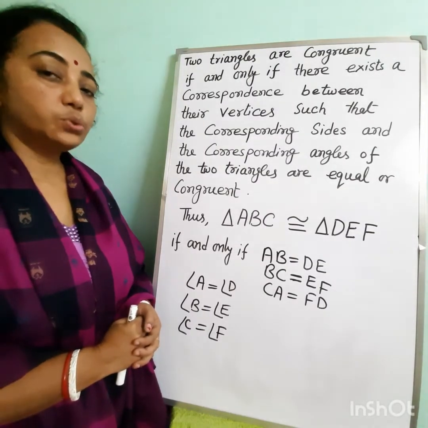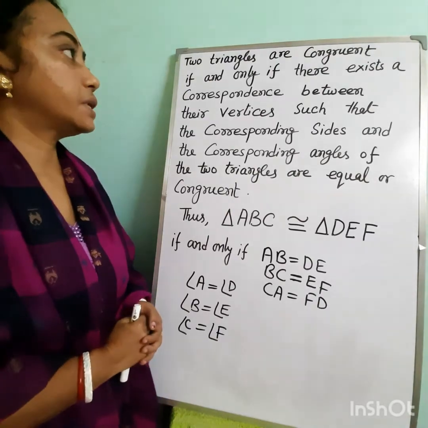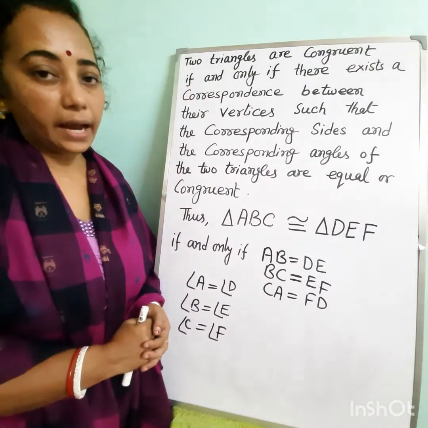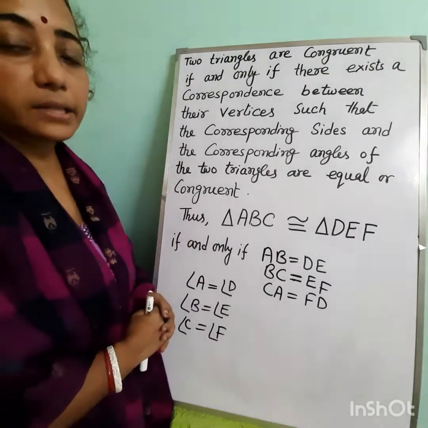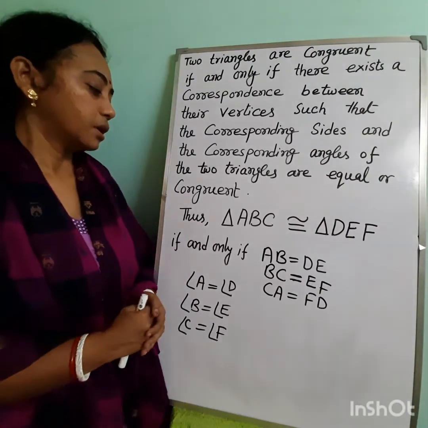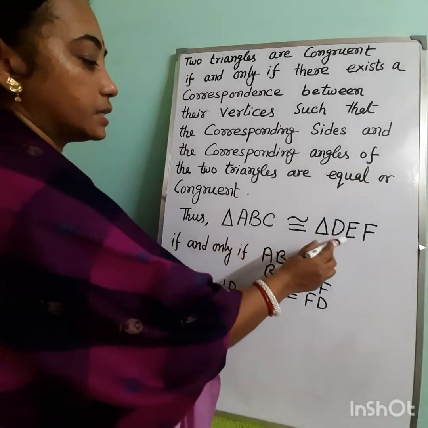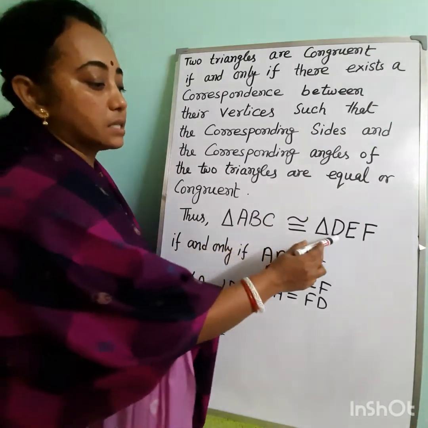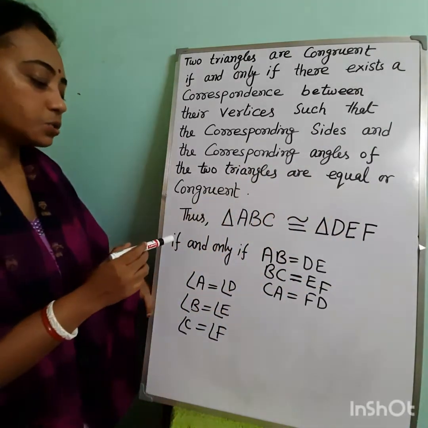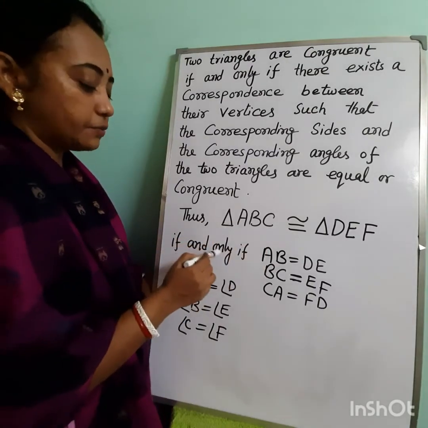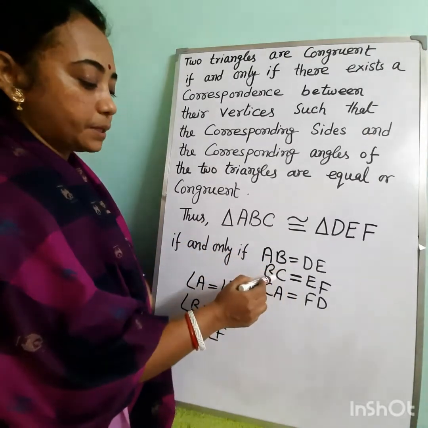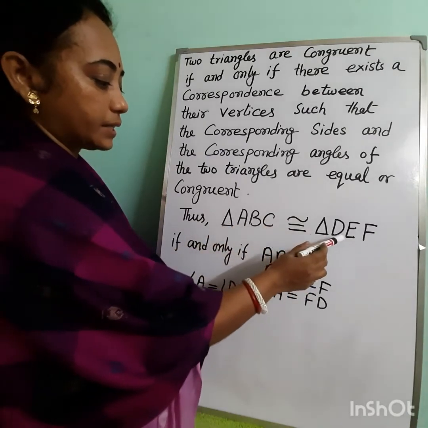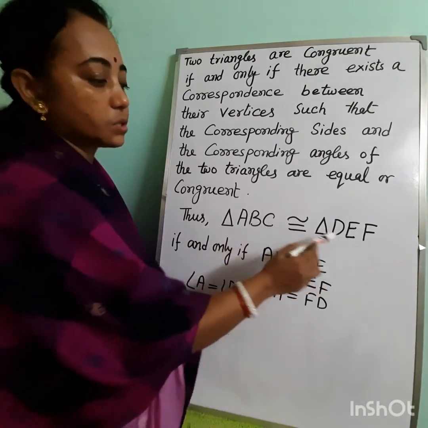So we can say that two triangles are said to be congruent if there exists a correspondence between their vertices such that the corresponding sides and the corresponding angles of the two triangles are equal or congruent. So triangle ABC is congruent to triangle DEF. It means vertices ABC matched with vertices DEF respectively. So we can say that these two triangles are congruent if and only if AB is equal to DE, BC is equal to EF, CA is equal to FD, angle A is equal to angle D, angle B is equal to angle E, and angle C is equal to angle F.